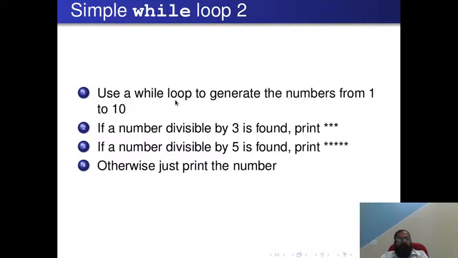you will generate the numbers 1 to 10 in a while loop, and if the number is divisible by 3, you have to print 3 stars. If the number is divisible by 5, you have to print 5 stars. Otherwise, you will just print the number. So that is another problem.